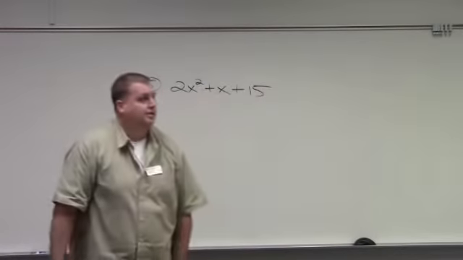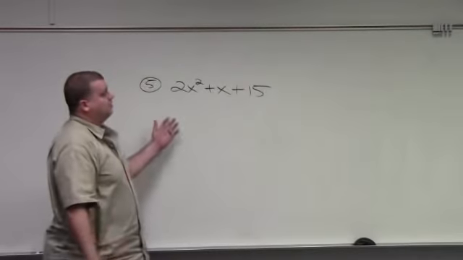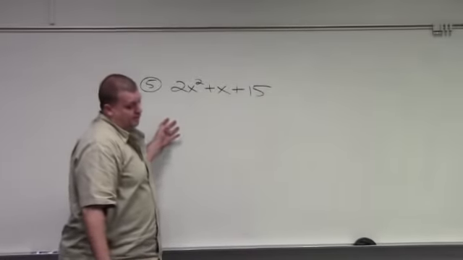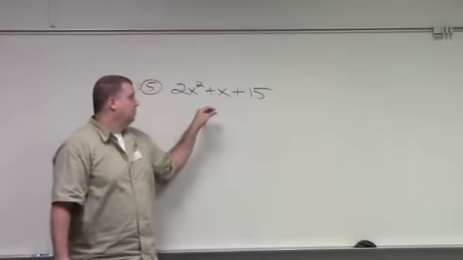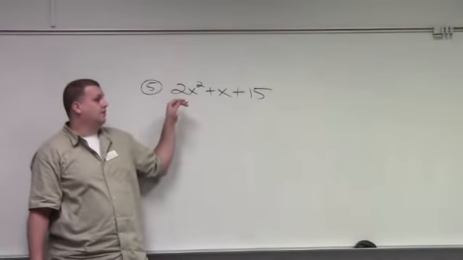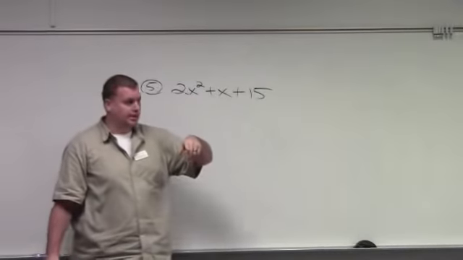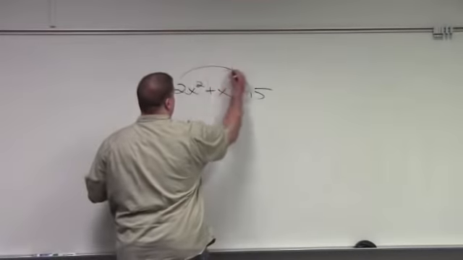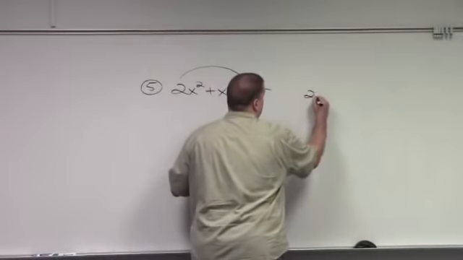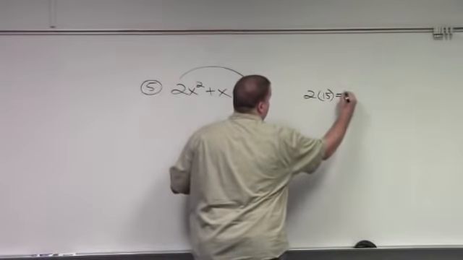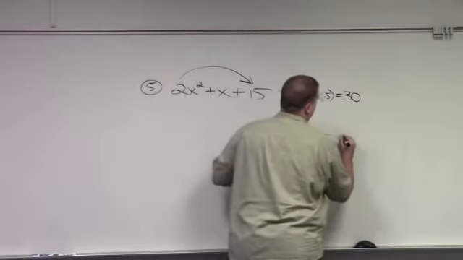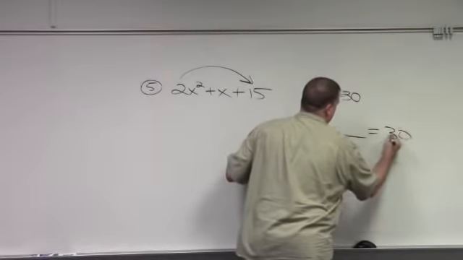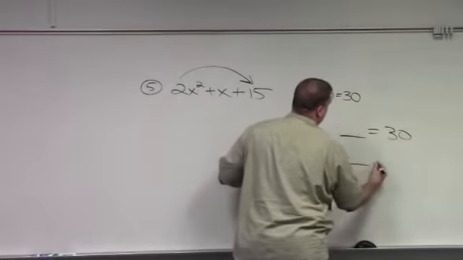Is there a greatest common factor? No. How many terms? 3. Is it a perfect square trinomial? No. So is the leading coefficient 1? No. So now we're back to what we were doing in the last problem. So 2 times 15 is 30. So we're looking for 2 numbers that multiply to give us a positive 30 that add up to 1.